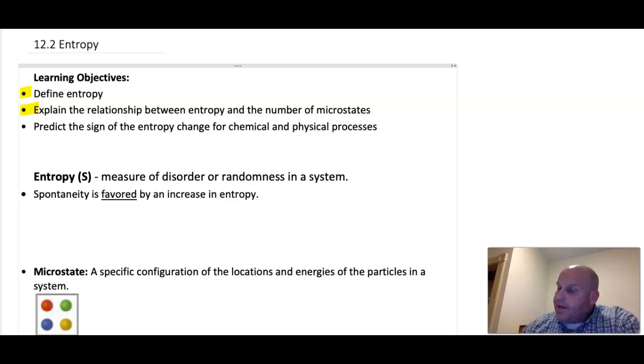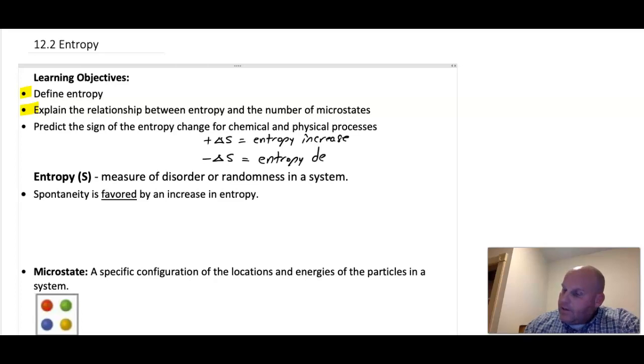Okay, so just as a reminder, a positive change in entropy, delta S, would signify an entropy increase, and a negative delta S would be an entropy decrease. So we are going to focus in here on being able to predict the sign of that change in entropy based on a couple factors.